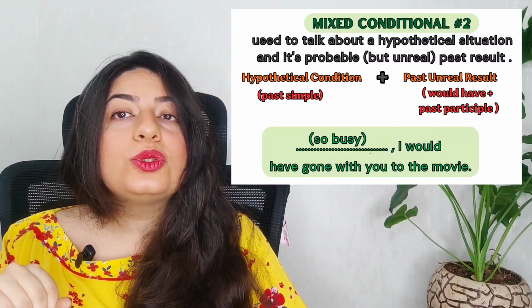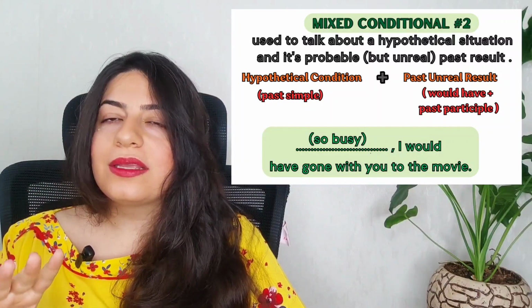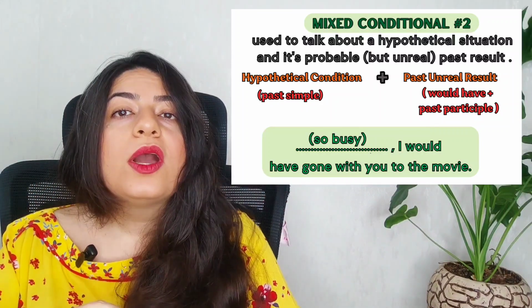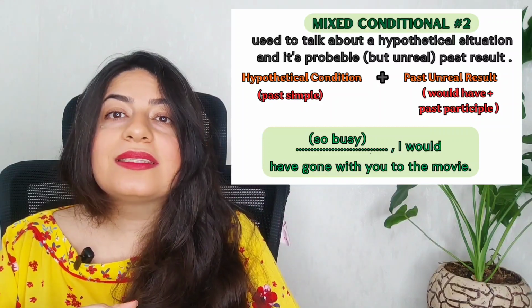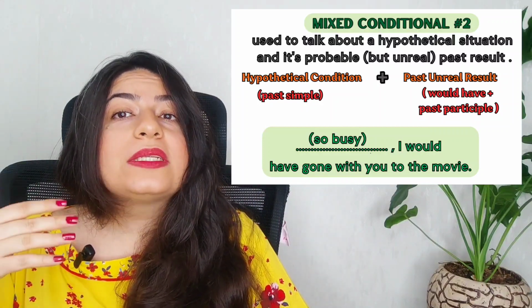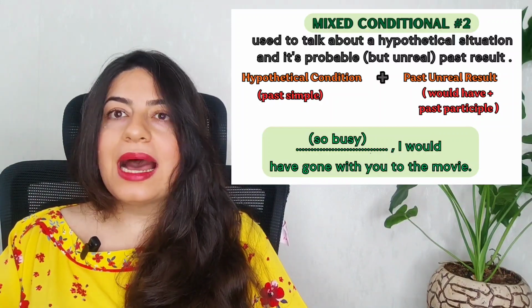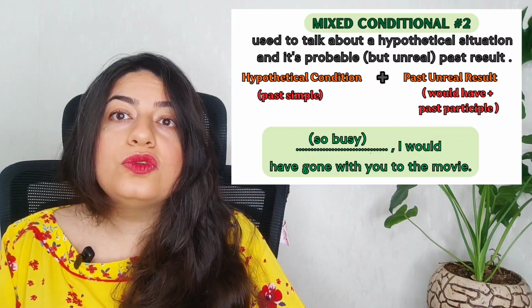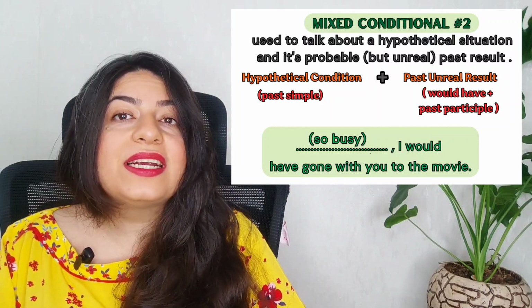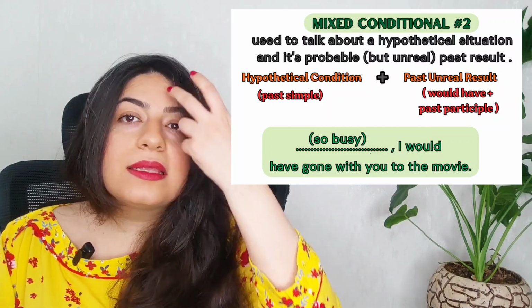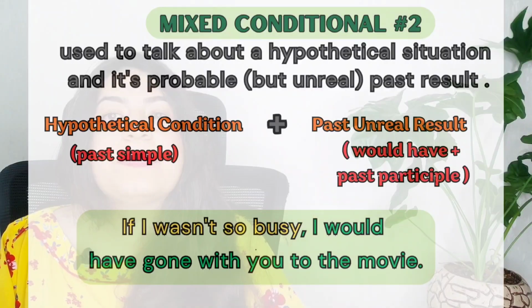The first thing you should do is identify whether or not that second part of the sentence is talking about the condition or the result. Just based on the grammar, you know that we're talking about that past unreal result. I would have gone with you to the movie. So you know that the first part of the sentence is our hypothetical condition. And we're going to use the past simple to say, if I wasn't so busy, I would have gone with you to the movie.